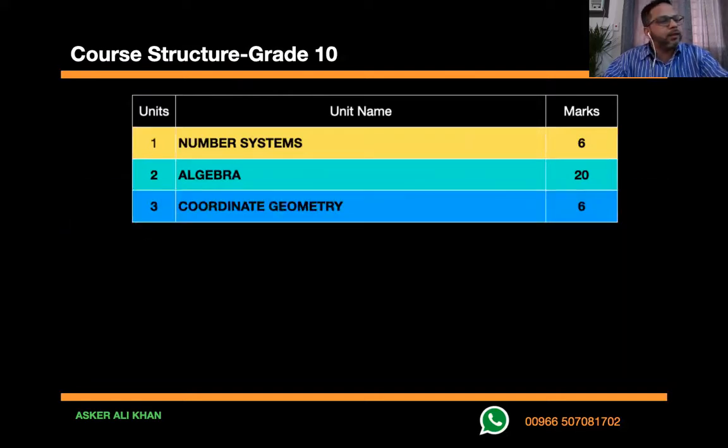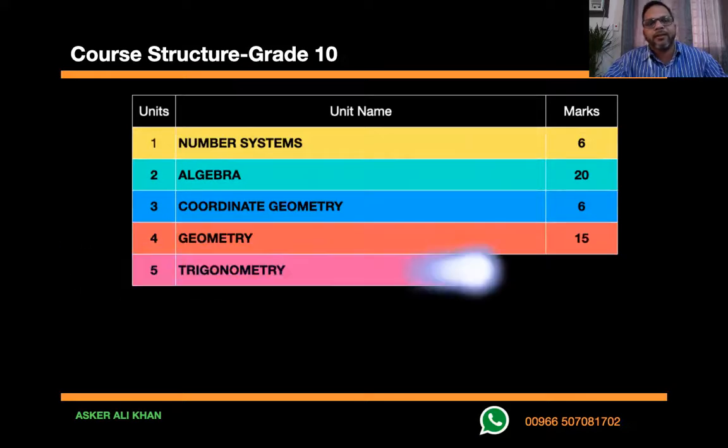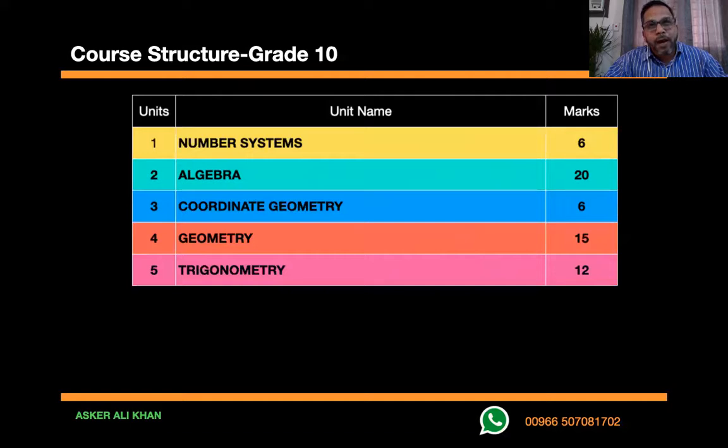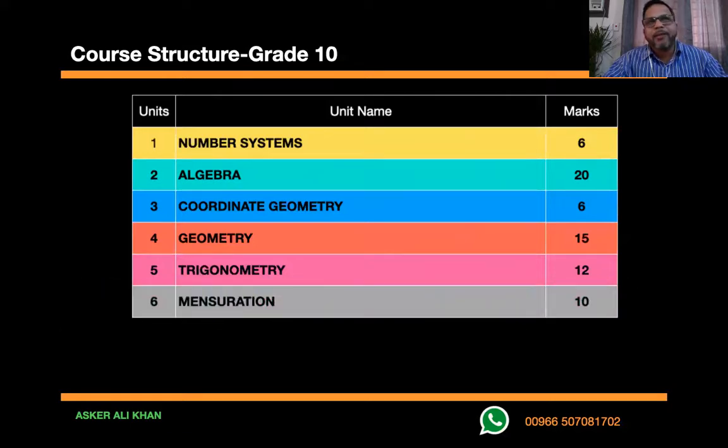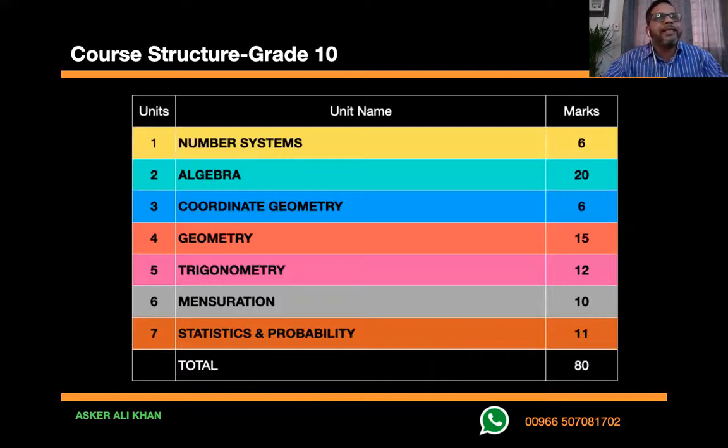The third unit is coordinate geometry. It will be for 6 marks. The fourth unit is geometry, which will be for 15 marks. And fifth is trigonometry, which is going to be for 12 marks. Sixth is mensuration, cylinders, cones, and all that. It will be for 10 marks. And the last, statistics and probability, will be for 11 marks. So your total CBSE written exam is going to be for 80 marks.